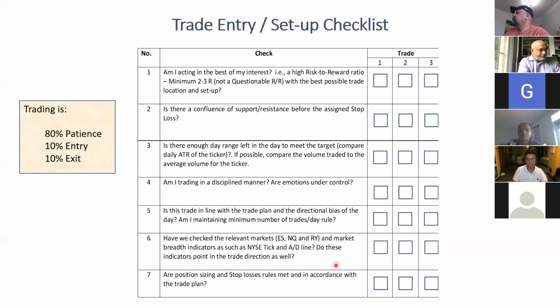So have you checked the relevant markets? ES, NQ and RTY, meaning S&P 500, NASDAQ and Russell, and their TICK and AD line? And do I see your position size under control, in line with your trade plan and your table? Yes, Rahman.